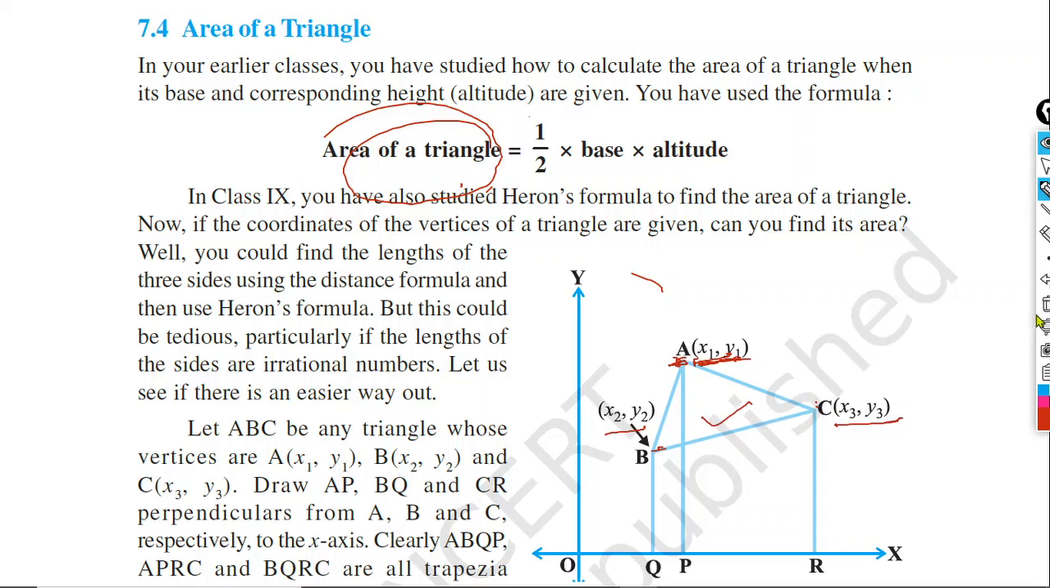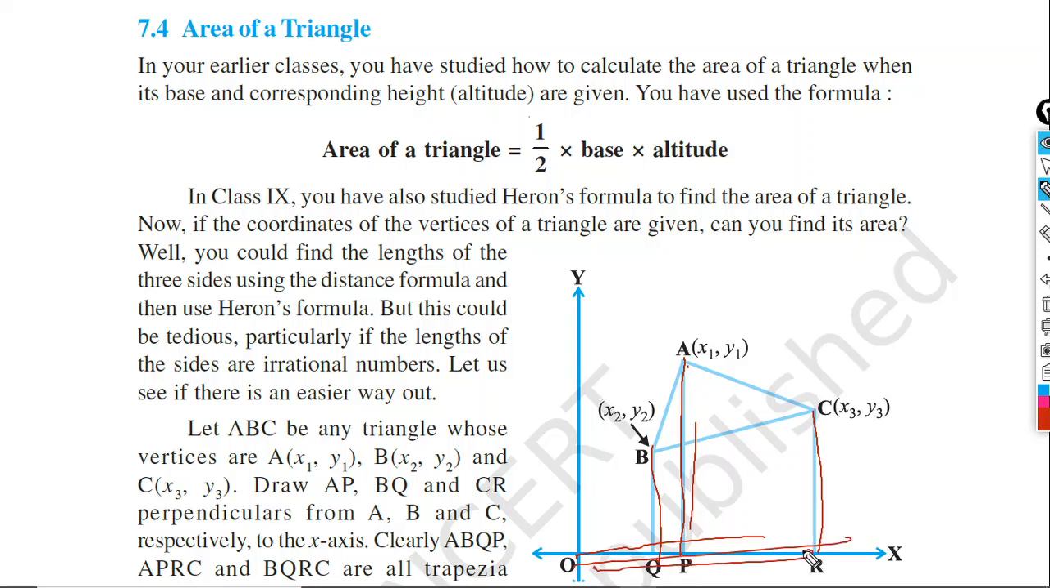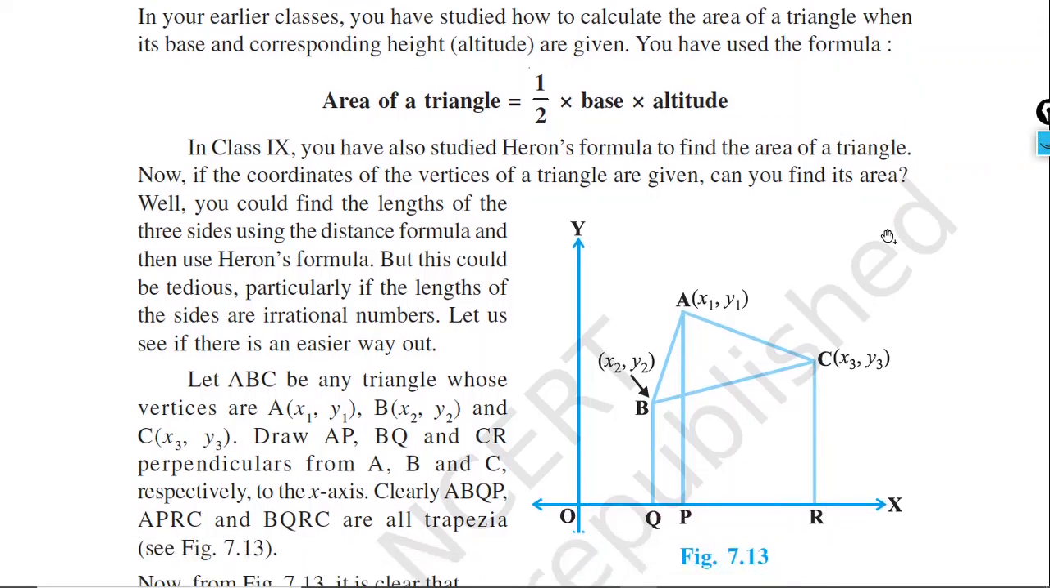Now here we have to construct something. What will we construct? We will draw BQ, we will draw AP and we will draw CR such that all three lines are perpendicular to the x axis. Okay. So after drawing this much of the figure, we can see some trapeziums being formed in this figure.